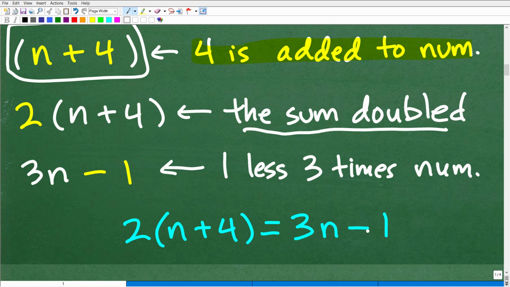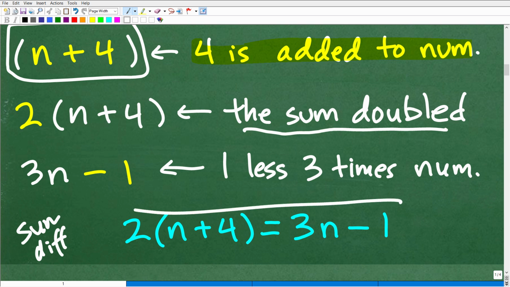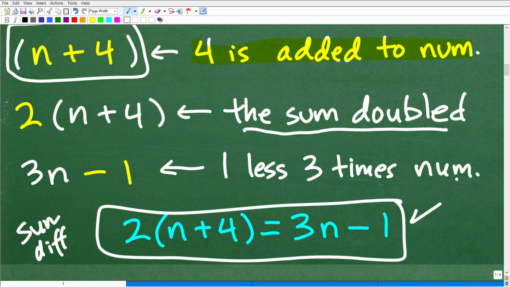Now, anytime you hear the word sum or difference in mathematics, always, always, always put parentheses around that group. This is what we call grouping symbols in mathematics. And now what we have to do is simply solve this lovely linear equation.